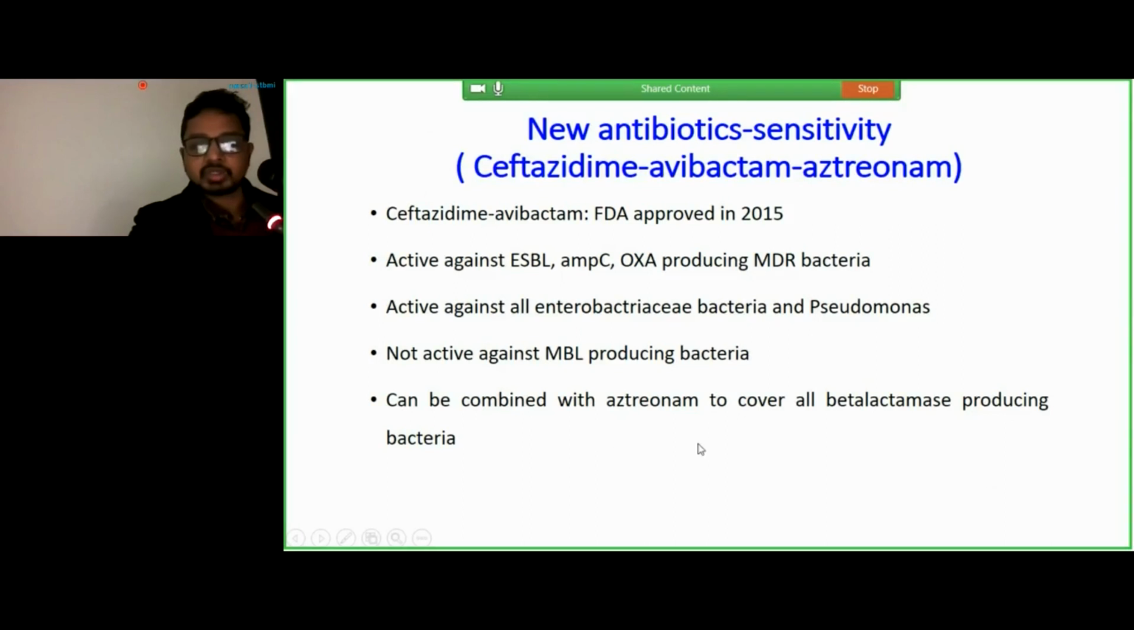So beta-lactamase and the major beta-lactamase producing bacteria. But ceftazidime avibactam will cover the ESBL organisms and the AmpC organisms. So in complete, all the centers are trying to prove its efficacy. But the cost is a major factor in selection of the antibiotic.